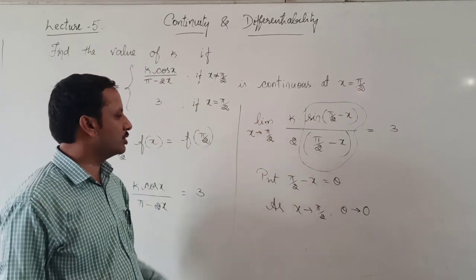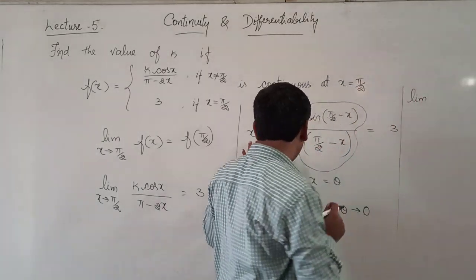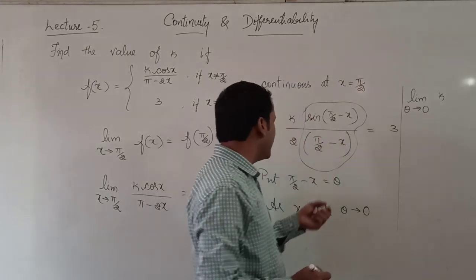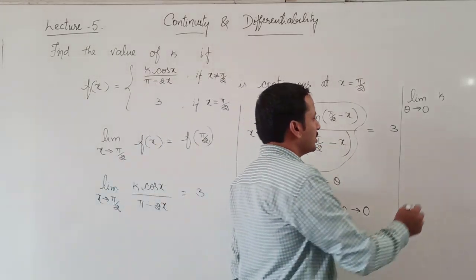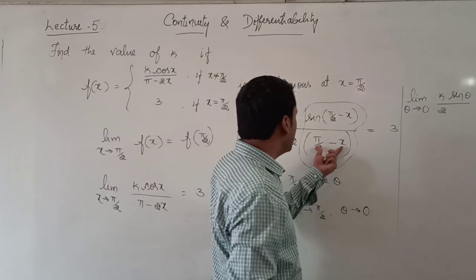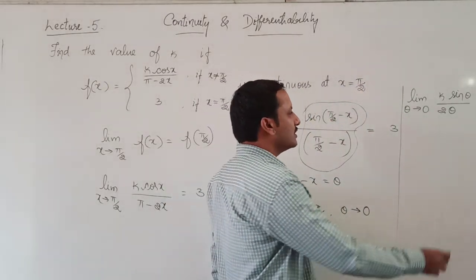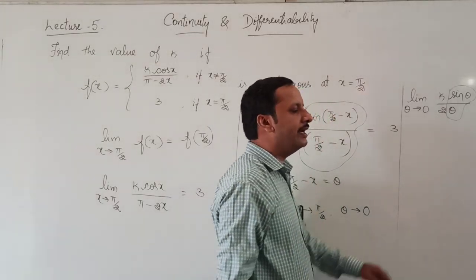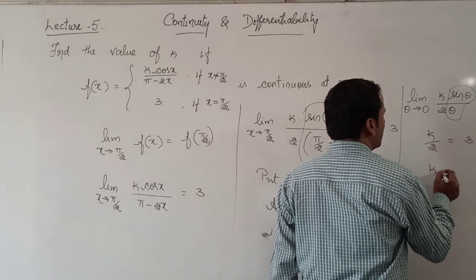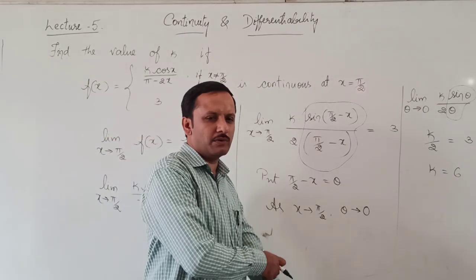Now make a substitution here. We get, I'll write here, limit theta tends to 0, k into sin of pi by 2 minus x, where pi by 2 minus x I am substituting as theta, so sin theta, divided by 2 into pi by 2 minus x, which is theta, is equal to 3. Now, as theta tends to 0, this factor sin theta by theta becomes 1. K by 2 is a constant and will remain as it is. K by 2 into 1 is equal to K by 2. K by 2 is equal to 3. Therefore, K is equal to 6. This is the answer. K is equal to 6.